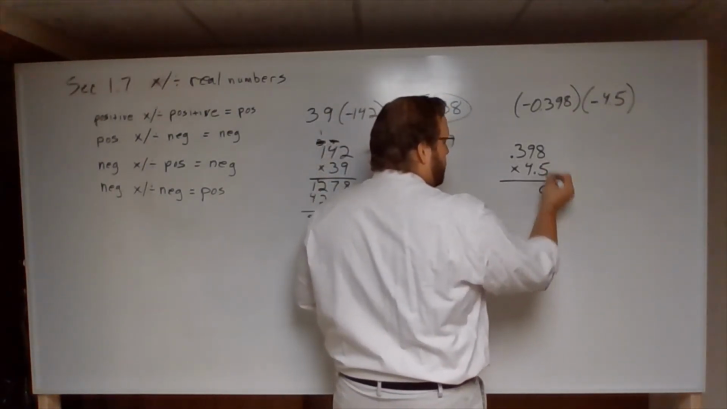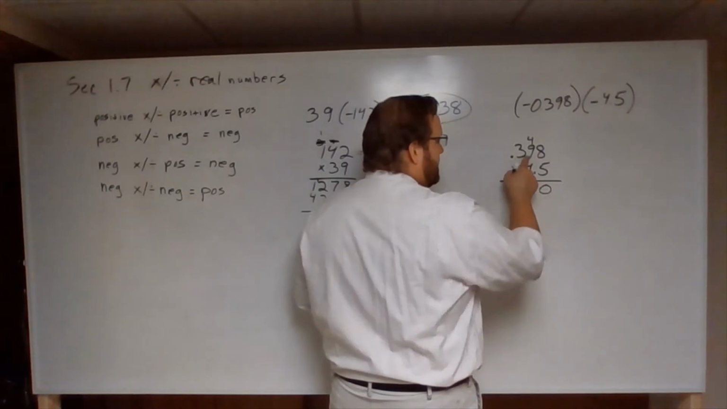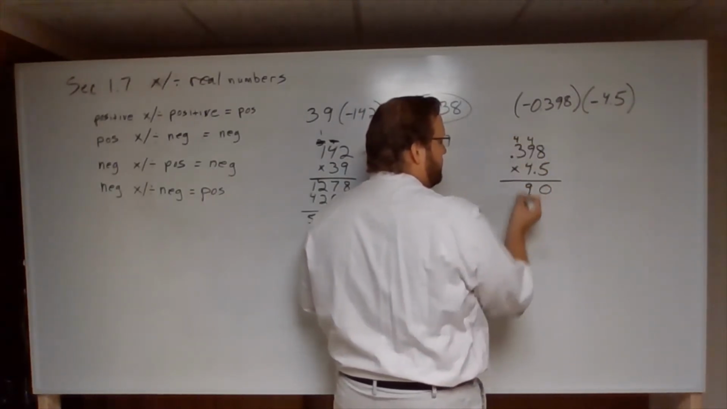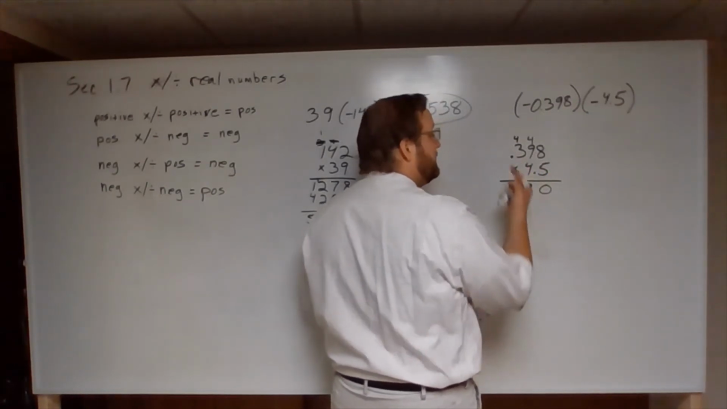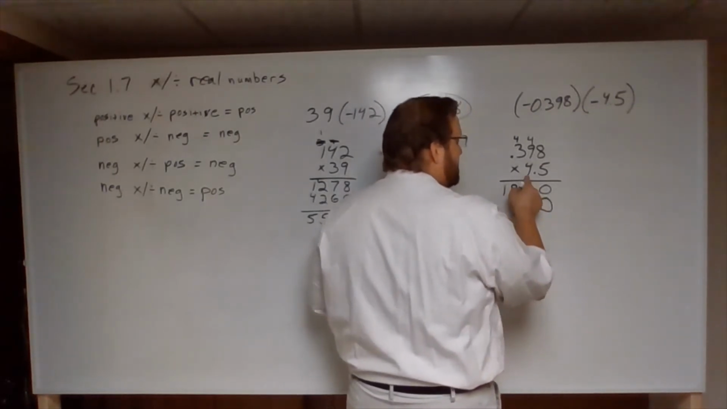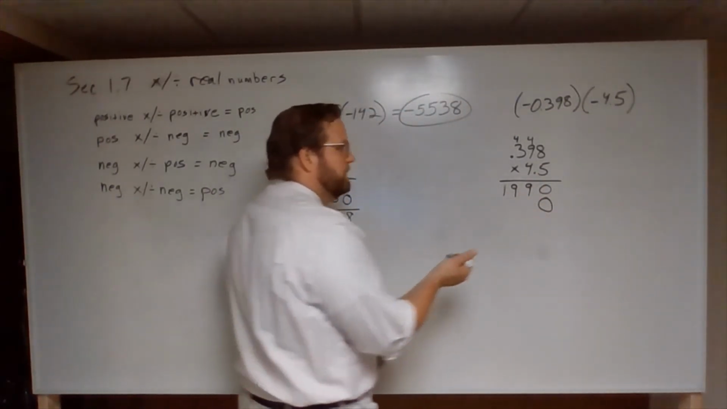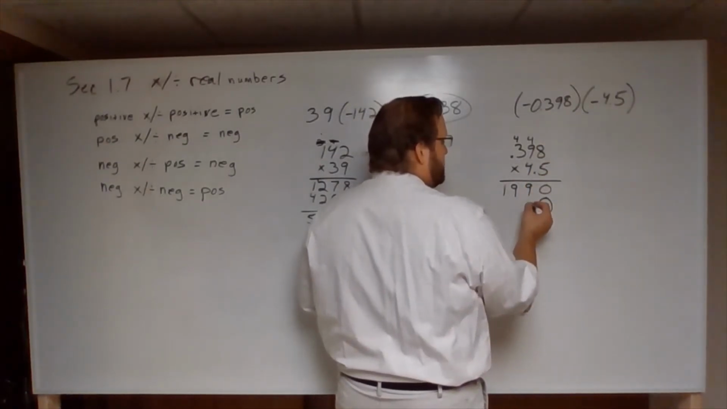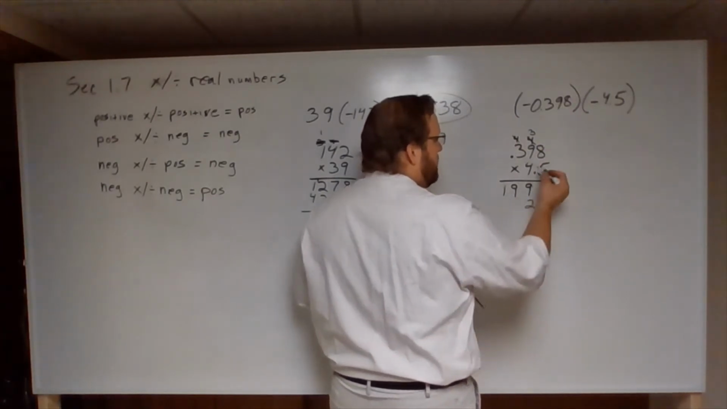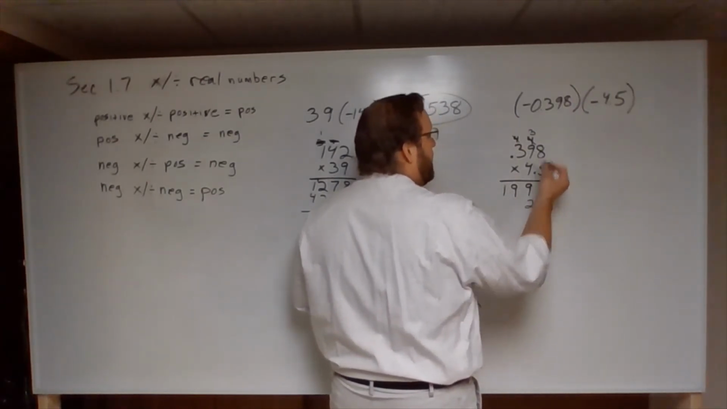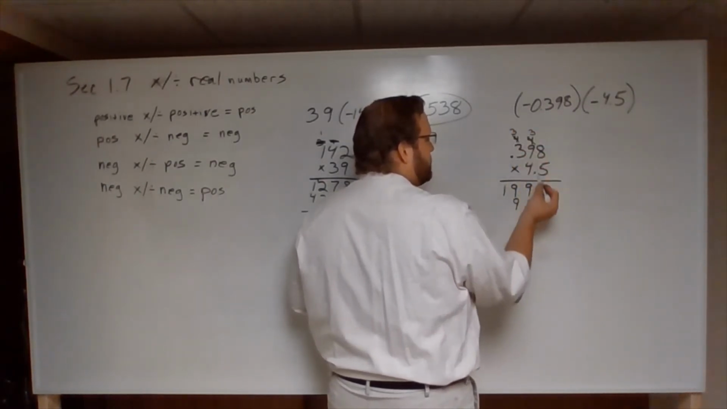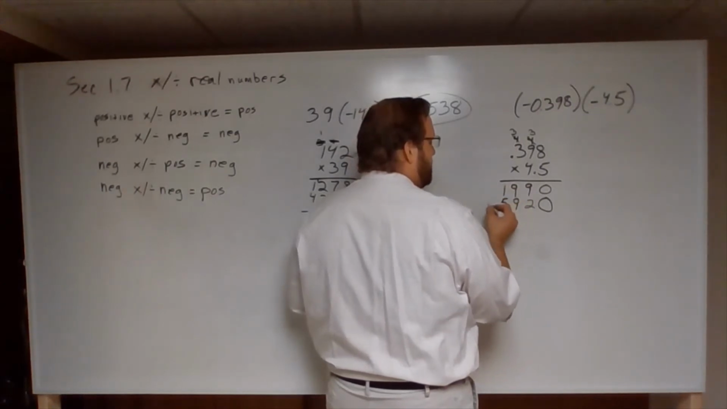8 times 5 is 40, carry the 4. 9 times 5 is 45, plus 4 is 49, carry the 4. 5 times 3 is 15, plus 4 is 19. Start with a 0 because, again, I'm moving over to the next digit. 4 times 8 is 32. Cross out those 4s because I already used them. 4 times 9 is 36, plus 3 is 39. 4 times 3 is 12, plus 3 is 15.